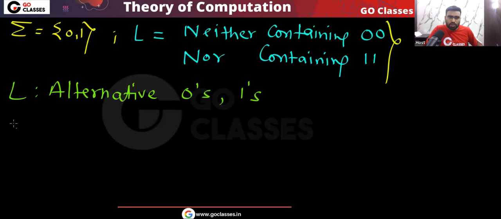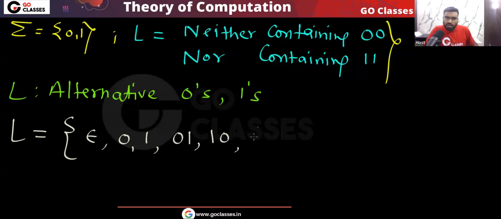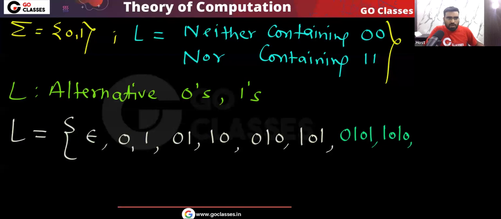Is this clear? So your language actually has alternating 0s and 1s. There will be the empty string, there will be 0 and 1 because they don't contain 0 0 or 1 1. But after that, it will be like 0 1, 1 0. How many three length strings can be possible? These are the three length strings possible. How many four length strings possible? These are the four length strings possible. How many five length strings possible? These are the five length strings possible.